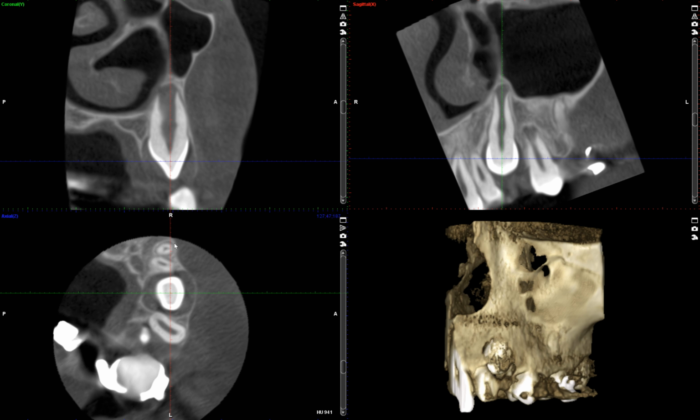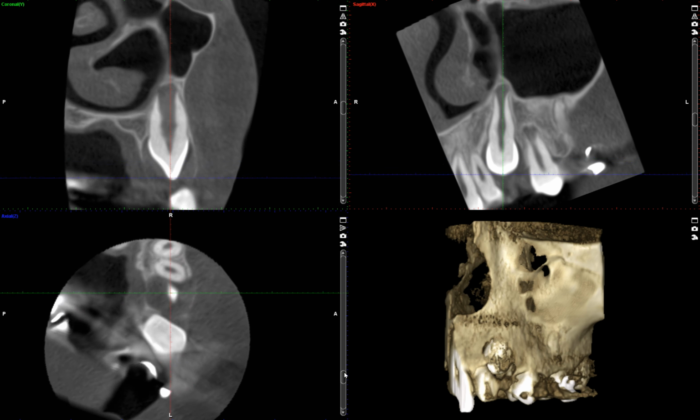And if you follow the buccal cortical outline, you're going to see there has been some expansion and obviously a thinning of the buccal cortex. Here you can see the thinned buccal cortex. And the same is true for the palatal cortex as well.